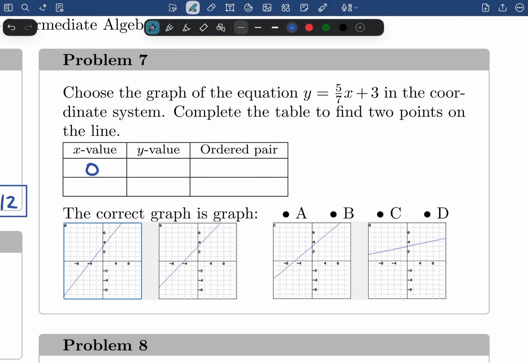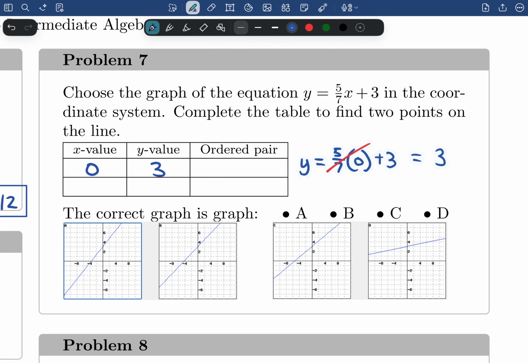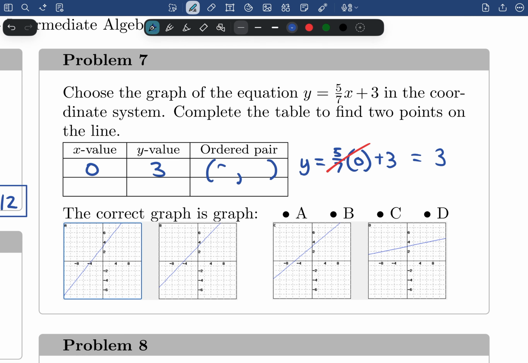And so I'm going to pick an x value of 0. Why would I do that? Because y equals 5/7 times 0, plug that 0 in for x right there, plus 3. And what is the y output there? Well, 5/7 times 0 cancels, and so I just get the y value of 3. Why did I pick 0? Because that caused this fraction to disappear. 5/7 times 0 cancels. It's just 0 plus 3. Great. Now, the ordered pair is an xy coordinate. That's what an ordered pair is. So I take the x value and the y value, put them in parentheses, separated by a comma, and that's the ordered pair in question.